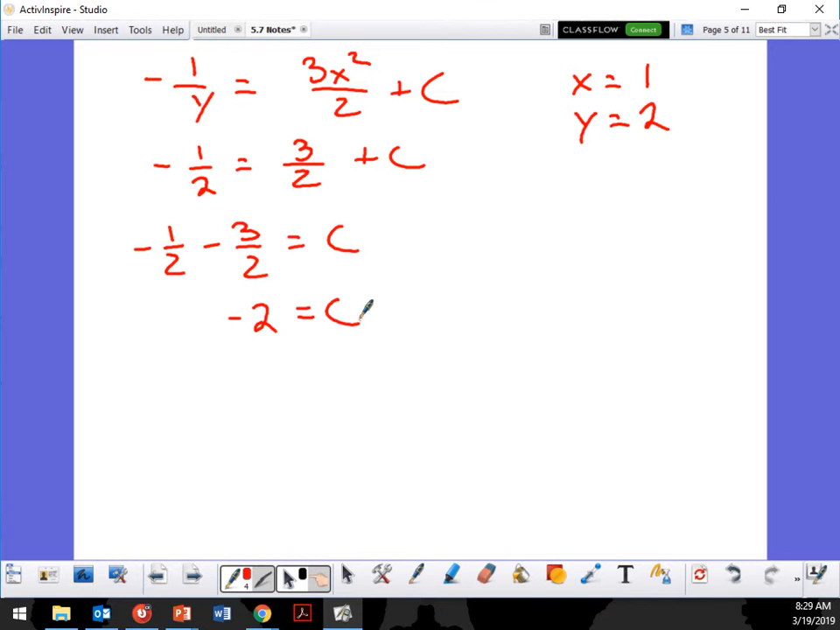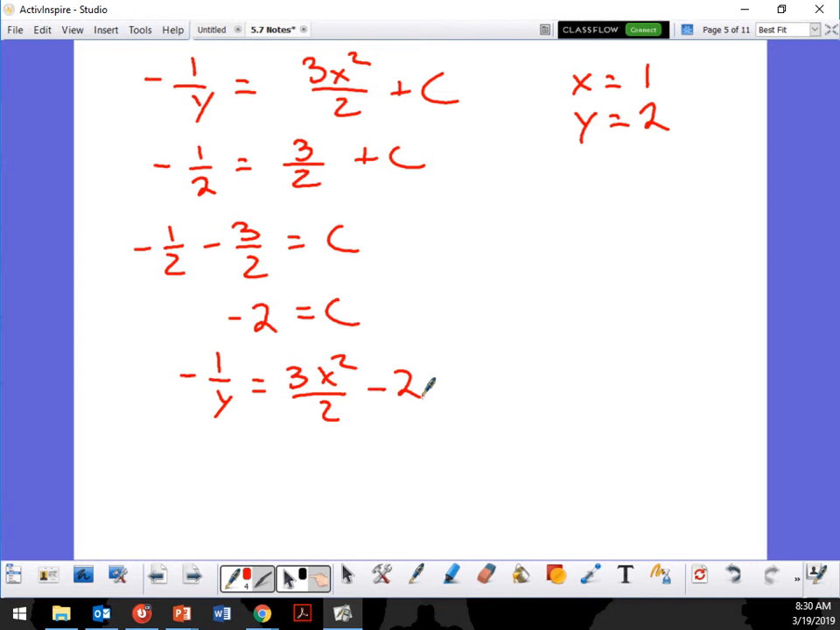Okay, so let's take a look. So since I have this right here, let's go ahead and plug it in. So my particular solution is negative 1 over y equals 3x squared over 2 minus 2. There's my particular solution. But now let's make it so I don't have any fractions. Let's clean up all the fractions and then set everything equal to 0. Okay, that's another way of writing this answer. So no fractions and set it equal to 0.